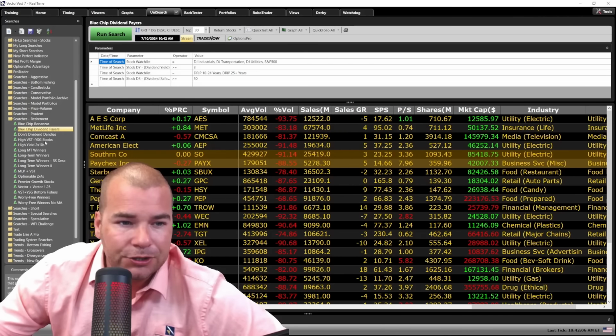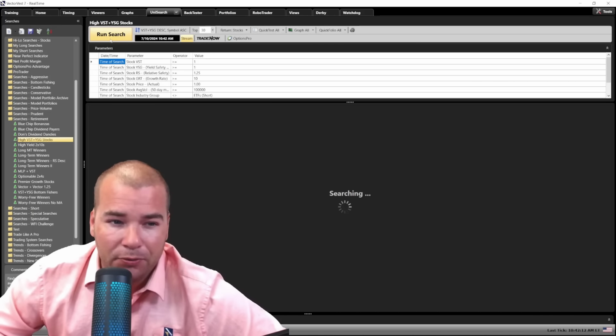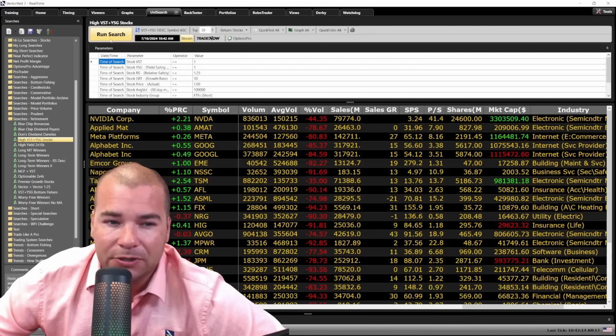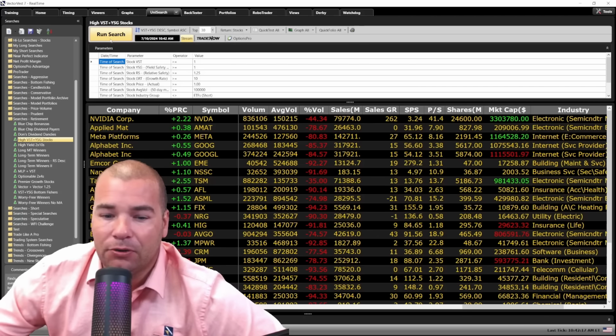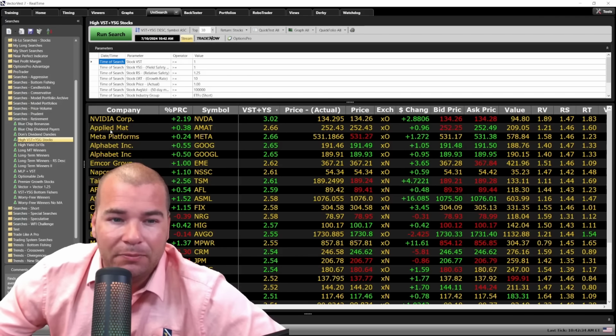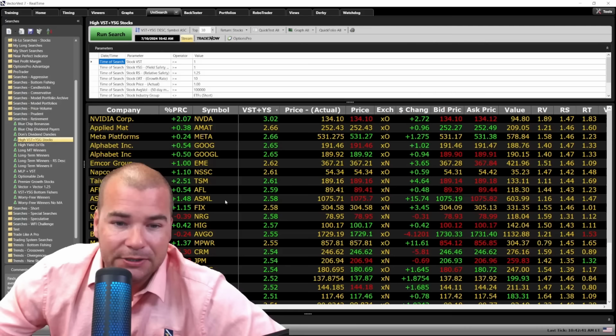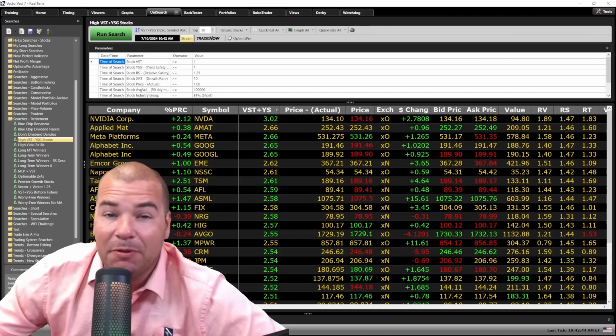The other search I wanted to show you is going to be high VST plus YSG stocks. You're getting the best of both worlds here: value, safety, and timing when it comes to the stock, and yield, safety, and growth when it comes to the dividend. And look at this, we've got NVIDIA at the top of the list, followed by Applied Materials, Meta Platforms, Google, Taiwan Semiconductors. A lot of great companies here, even got EMCOR Group. I'm a big fan of that company.